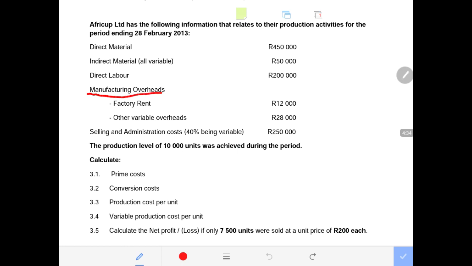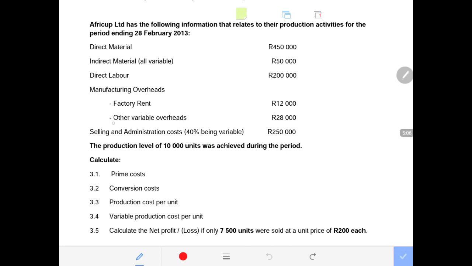Under our manufacturing overheads cost, we have factory rent, and the factory rent is 12,000 rands. And we definitely know that the factory rent is supposed to be a fixed cost, meaning the factory rent does not change as the level of activity changes, unless obviously we reach the maximum capacity of our production space, so our production area. Then rent can increase, then it will become a step fixed cost.